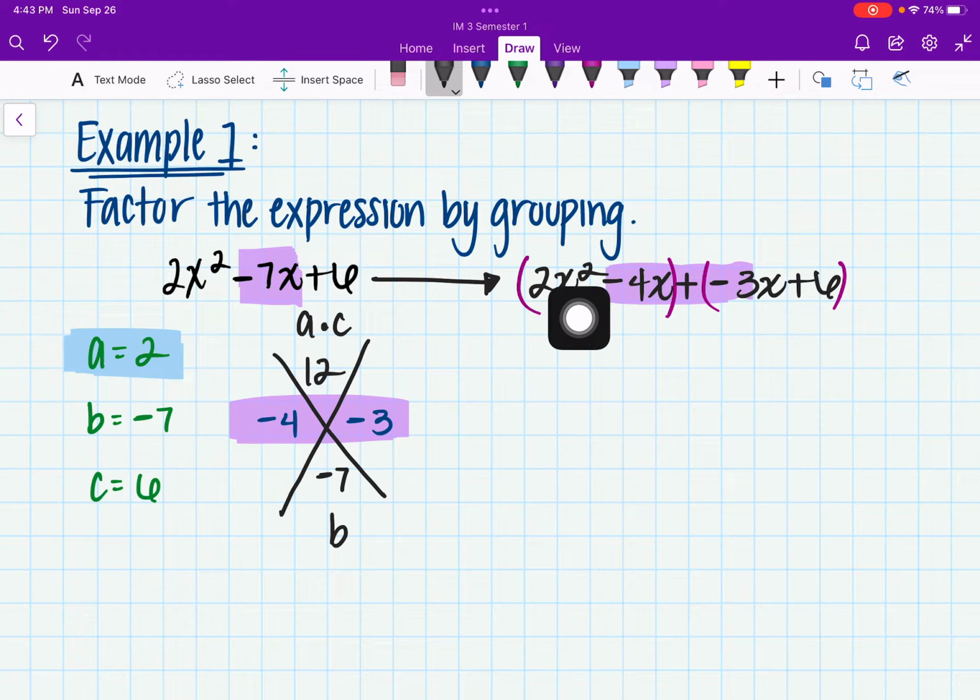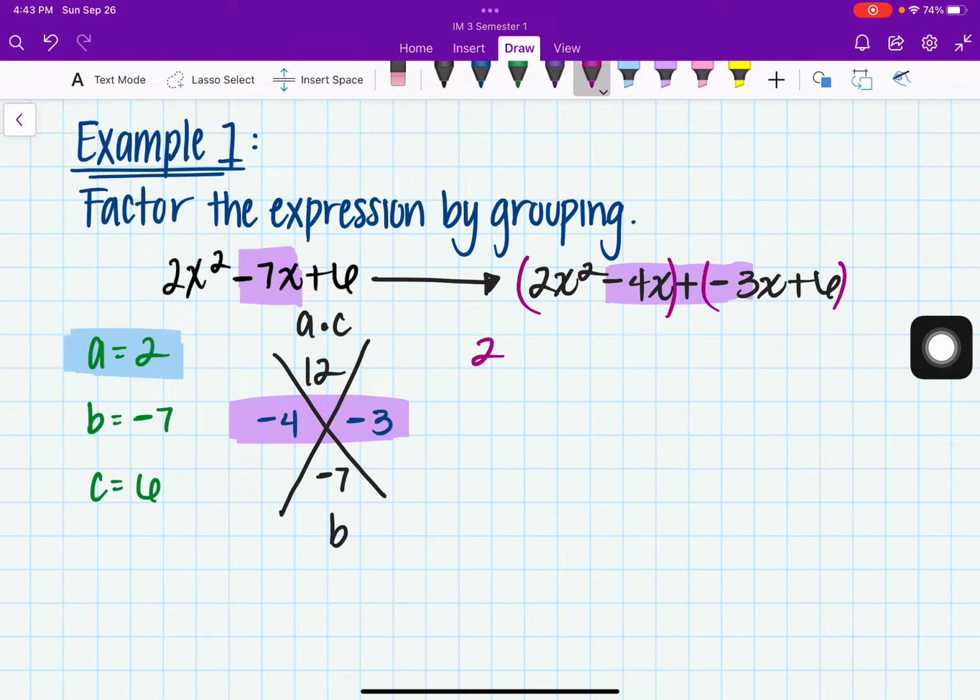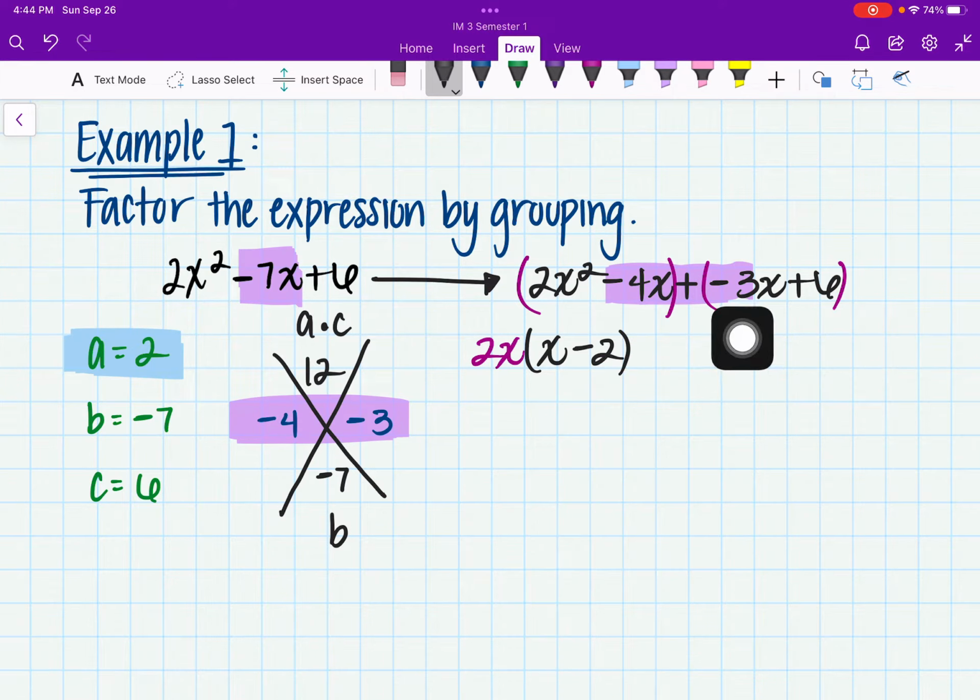The first group, we have a 2x squared minus a 4x. And what they have in common in this case would be a 2x. If I factor out a 2x from a 2x squared, I'm left with an x. And if I factor a 2x from a negative 4x, I'm left with a negative 2. Now, let's move on to the next one.